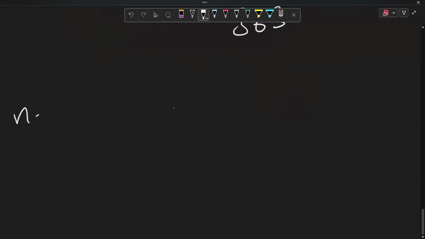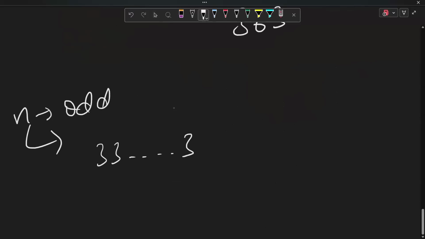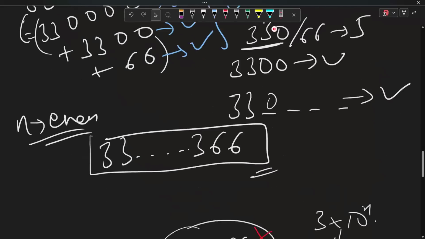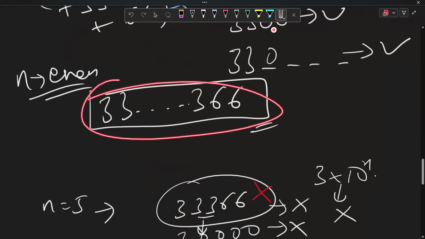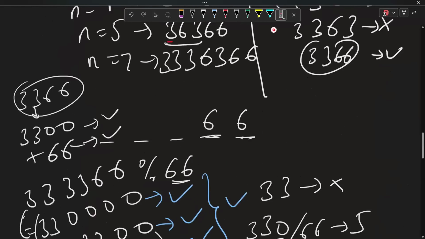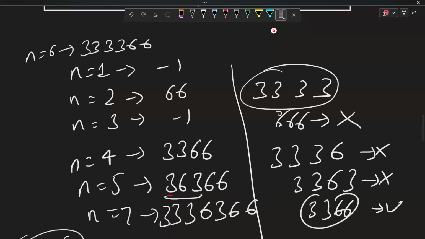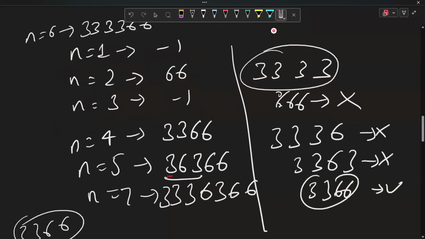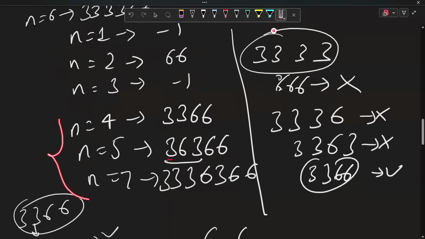So for n odd, my pattern would be 333333 and at the end you would have 36366. This would be my pattern for the odd case, and for the even case my pattern was this. The only thing you need to handle separately is n equal to 1 and n equal to 3, where you would get a -1 case. From n equal to 4 onward, you would never get -1, as you can analyze from those patterns.